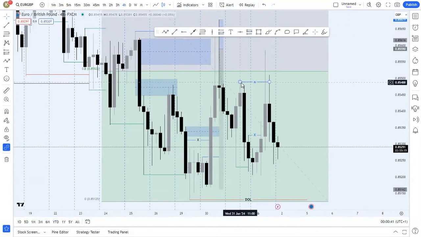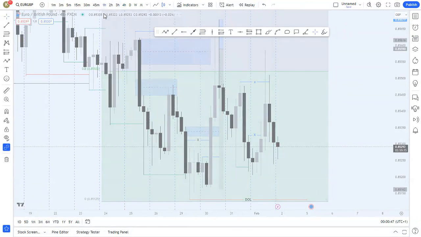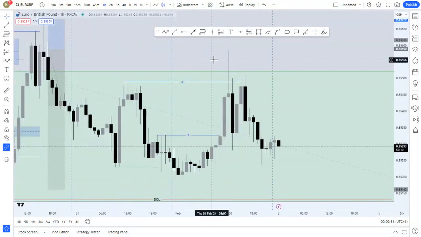You must wait for this high to be run. This high being run is the same thing as the lower time frames having a high being run. Everything must be in sync. Okay, look, 1 hour is in sync, it's running high too.